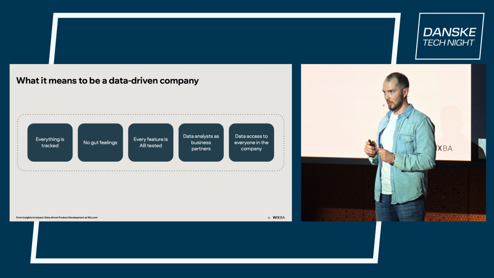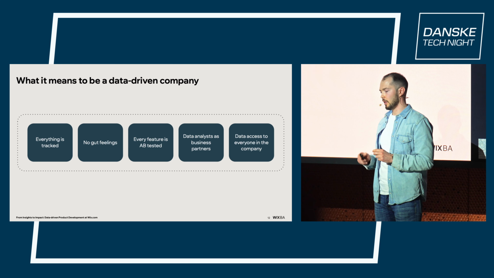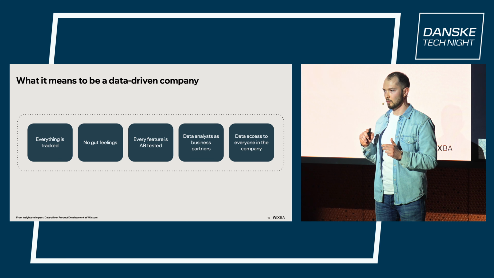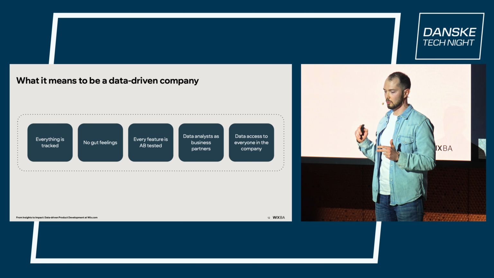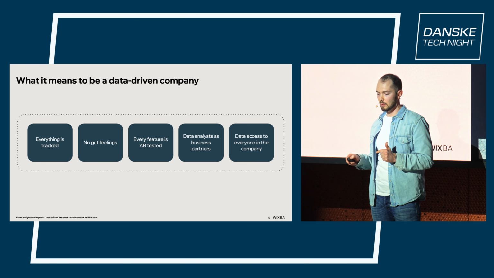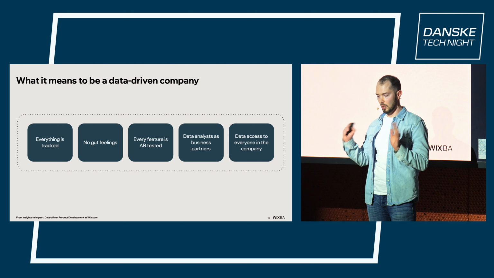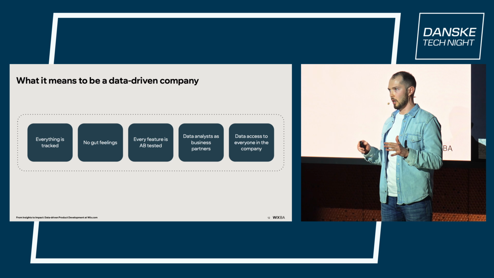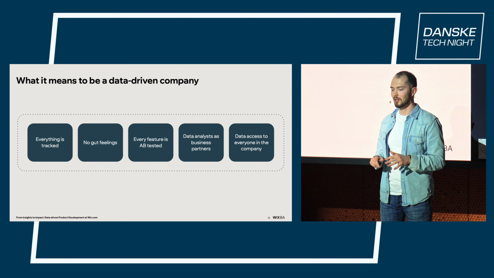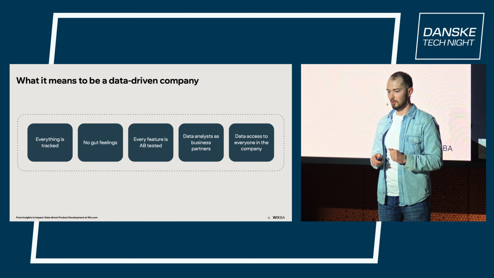First of all, we track everything. We want to know what's happening in our product, and for that we use BI events, production database replicas, site content data and other sources. Everything goes through our data pipelines to our data model. We have strict guidelines for data modeling to not have a mess in our data warehouse.